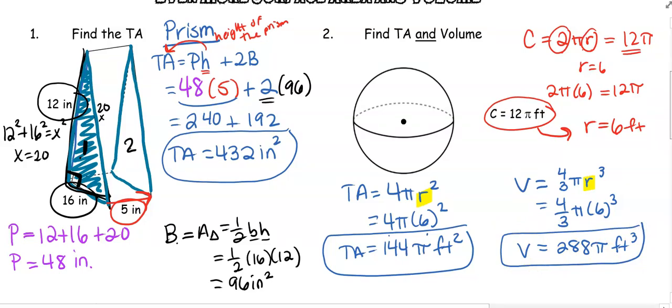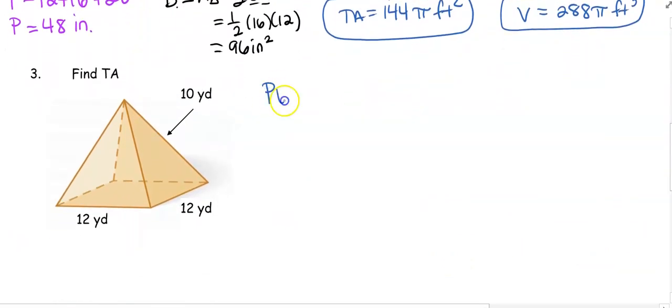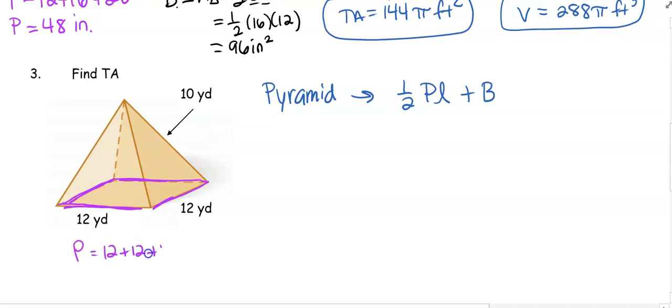Okay, next. Find the total surface area of the pyramid. We have our shape. The surface area of the pyramid is 1/2 perimeter of the base times the slant height plus the base area. Here is the base of my pyramid. So we start off with the perimeter. That is 12 plus 12 plus 12 plus 12, giving us a perimeter of 48. So we've got 1/2 times 48.